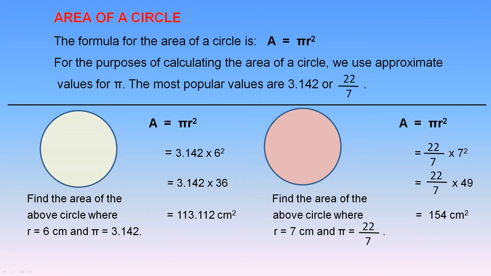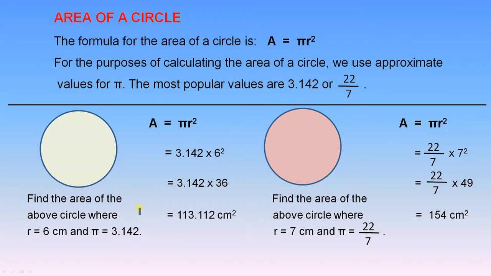Area of a circle. The formula for the area of a circle is A equals pi r squared. For the purposes of calculating the area of a circle, we use approximate values for pi. The most popular values are 3.142 or 22/7. Now they're not exact values, but we are allowed to use them when we are doing calculations. They are good approximations.